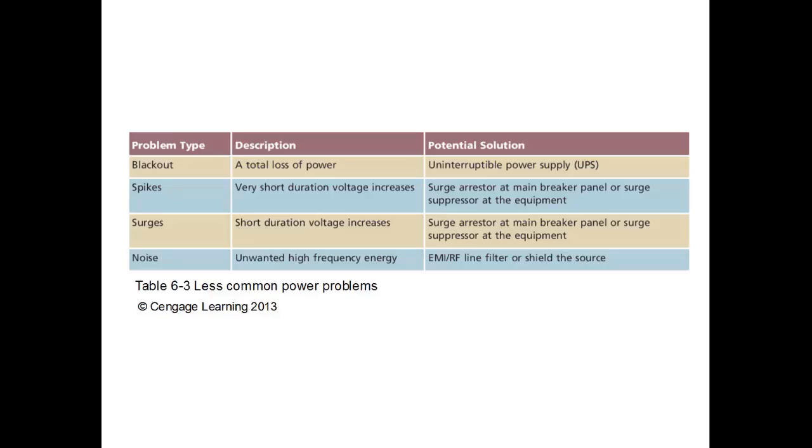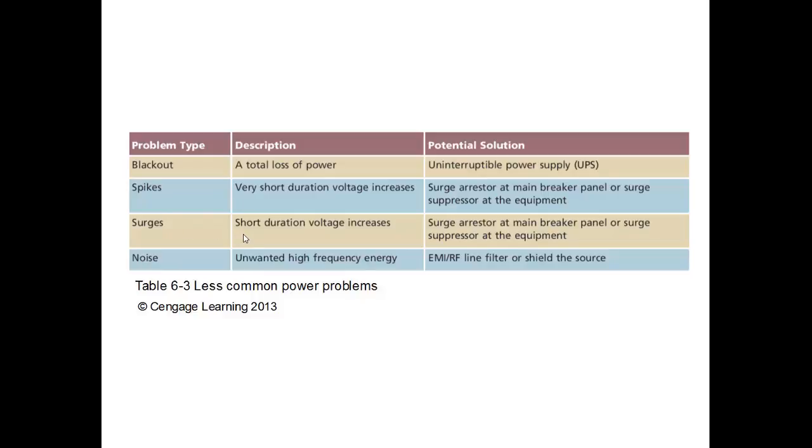On this table we have a description of some of the less common power problems. The problem type here, blackout, spikes, surges, noise, and how you may potentially solve that problem. So for example, a blackout is a total loss of power, and a way you may get around that problem would be using a UPS. Spikes are a very short duration of voltage increase. The way you could get around that would be to have a surge arrestor at the main breaker panel or a surge suppressor at the device.